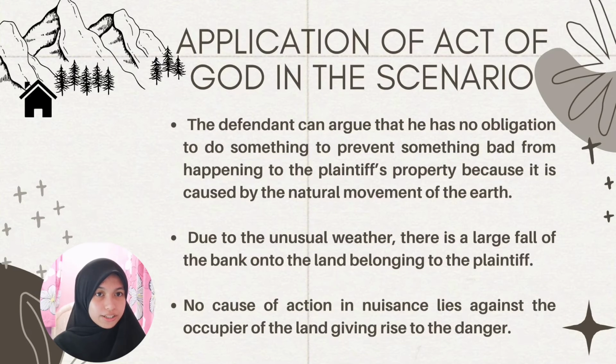By applying the doctrine of act of God in this scenario, the defendant can argue that he has no obligation to do something to prevent something bad from happening to the plaintiff's property because it is caused by the natural movement of the earth. It is entirely a natural process, and the defendant does not do anything which may constitute the nuisance faced by the plaintiff. Due to the unusual weather, there is a large fall of the bank onto the land belonging to the plaintiff, and it is obvious that the defendant does not do anything which may constitute the nuisance faced by the plaintiff.